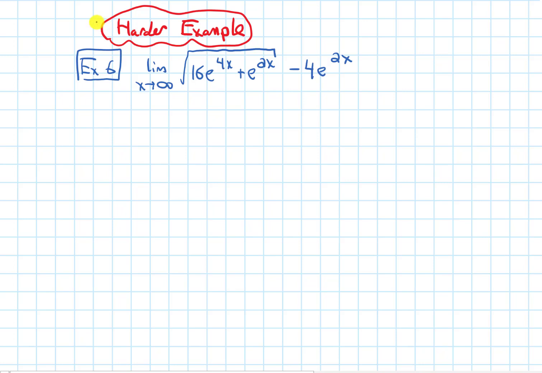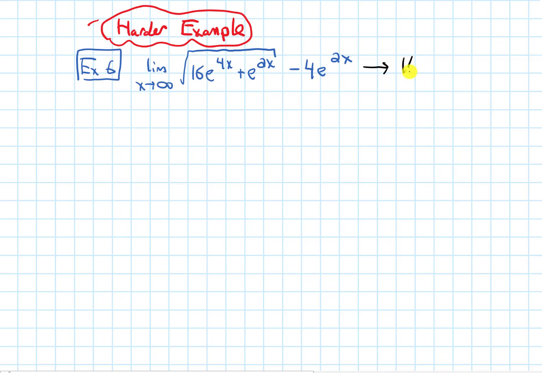In this video, we will do a harder infinite limit example. The question says we want to find the limit as x approaches infinity of the square root of 16e^(4x) + e^(2x), outside of the square root, minus 4e^(2x). To get started, we might plug in infinity and see what happens.